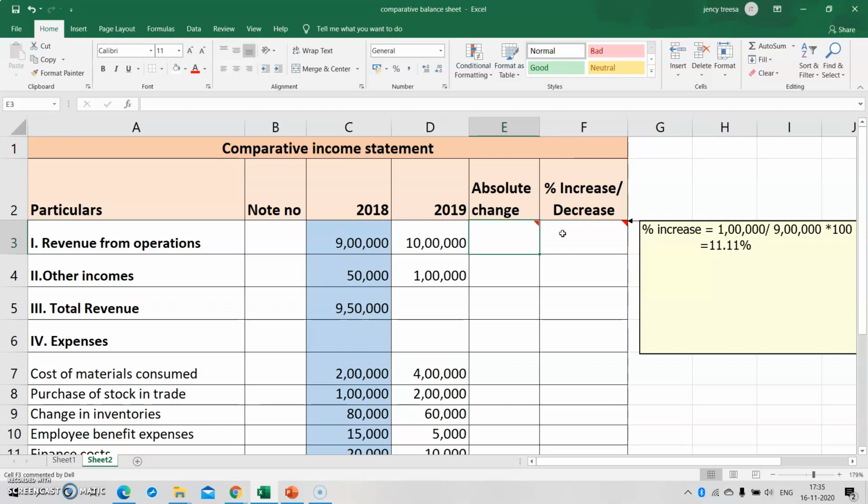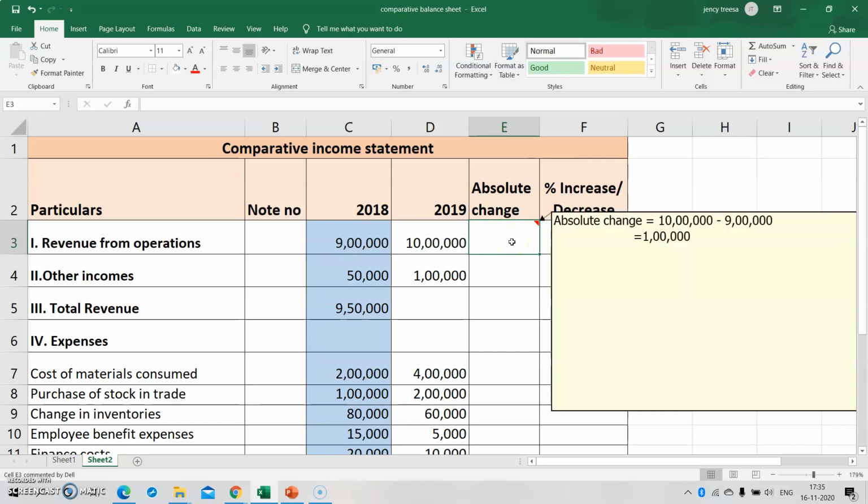Okay, the percentage of increase or decrease will be based on the base year's figure, which is the first year given here. Okay, so here we know that it's an increase. From 9 lakhs, it increased to 10 lakhs. So it's an increase.